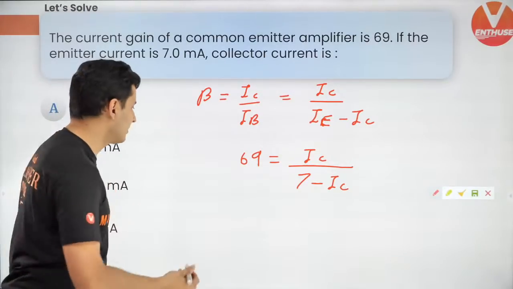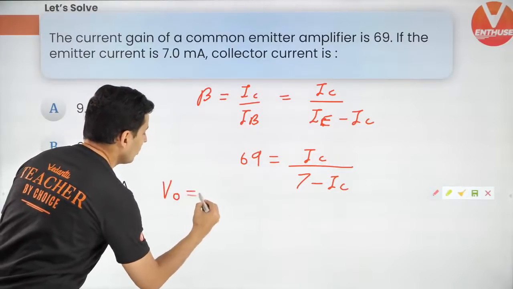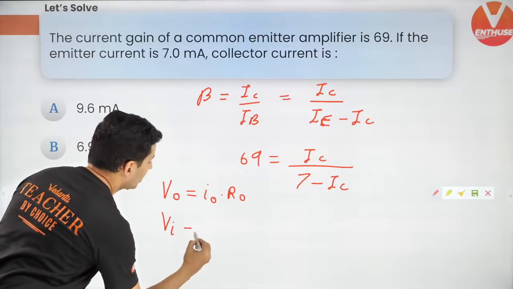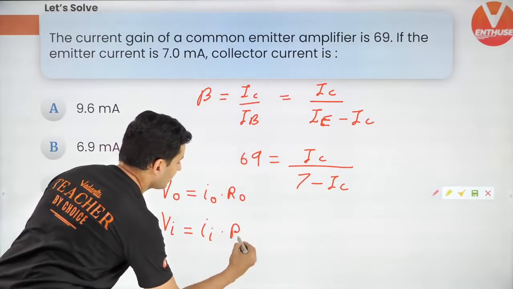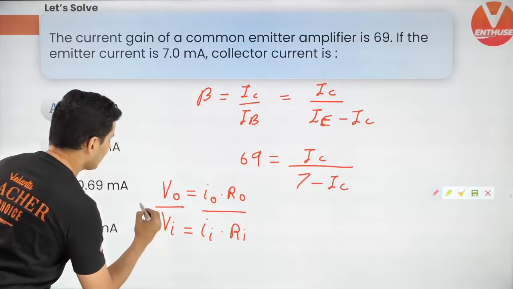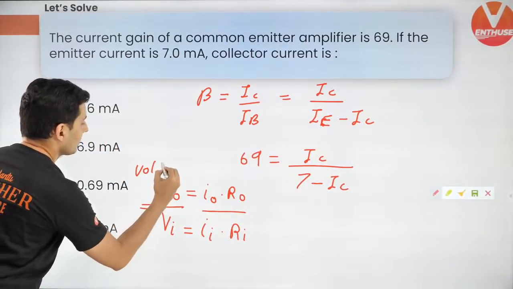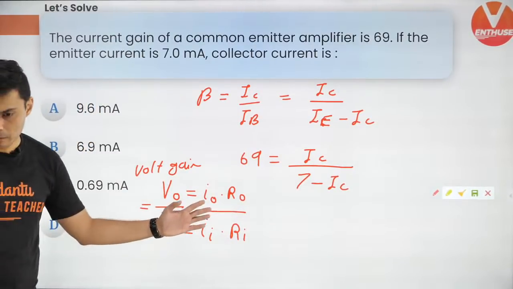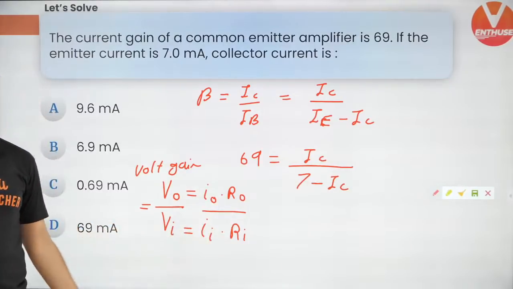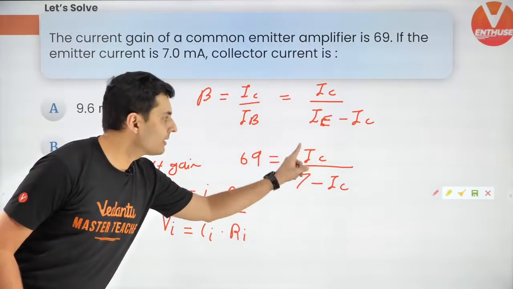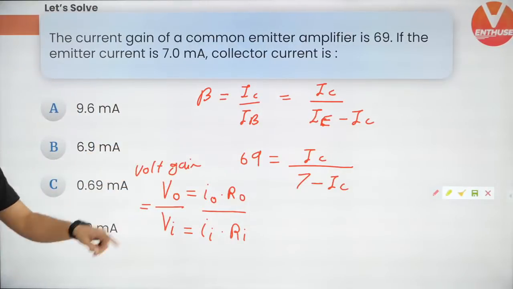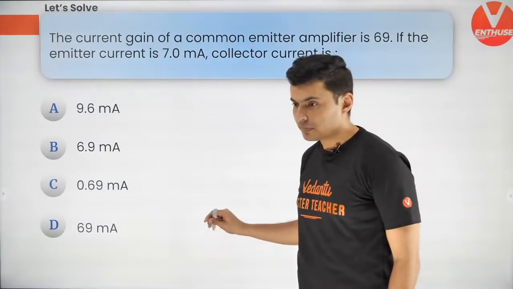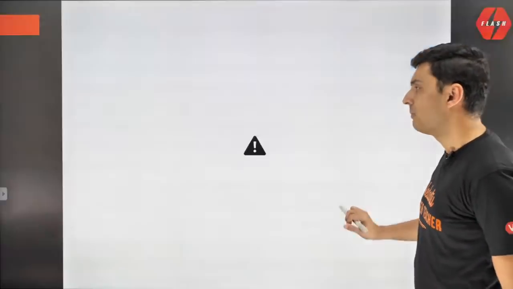So, Anu, if voltage gain is asked, then output voltage will be current in the output times resistance of the output. Voltage in the input will be current in the input times resistance of the input. So divide this. This will be nothing but voltage gain. Okay, is that clear? Shall we go ahead? Everybody fine till here? Solving this, you will get IC. Check this out. Very good. Yes, 6.9 milliamperes.